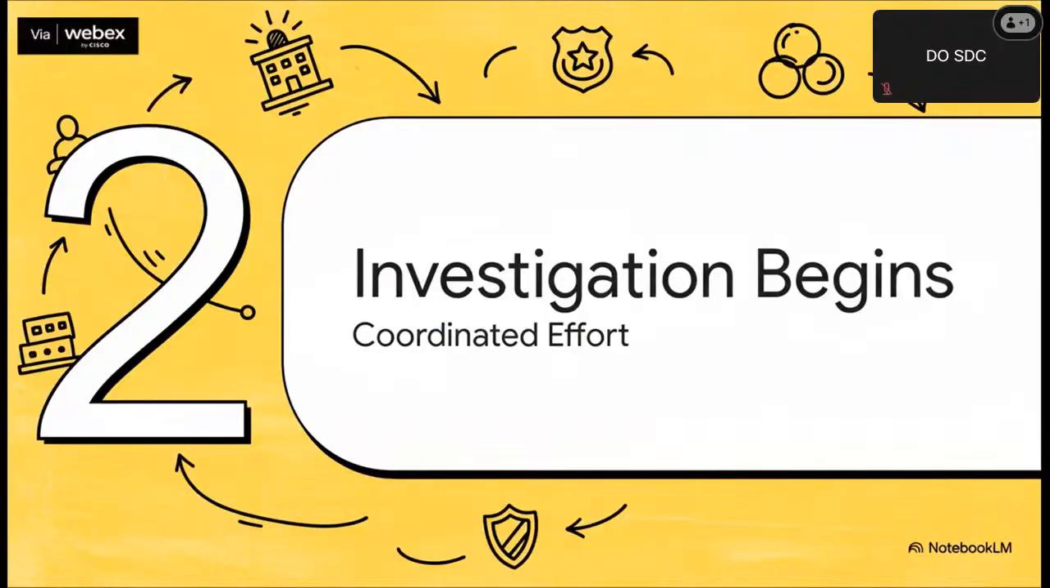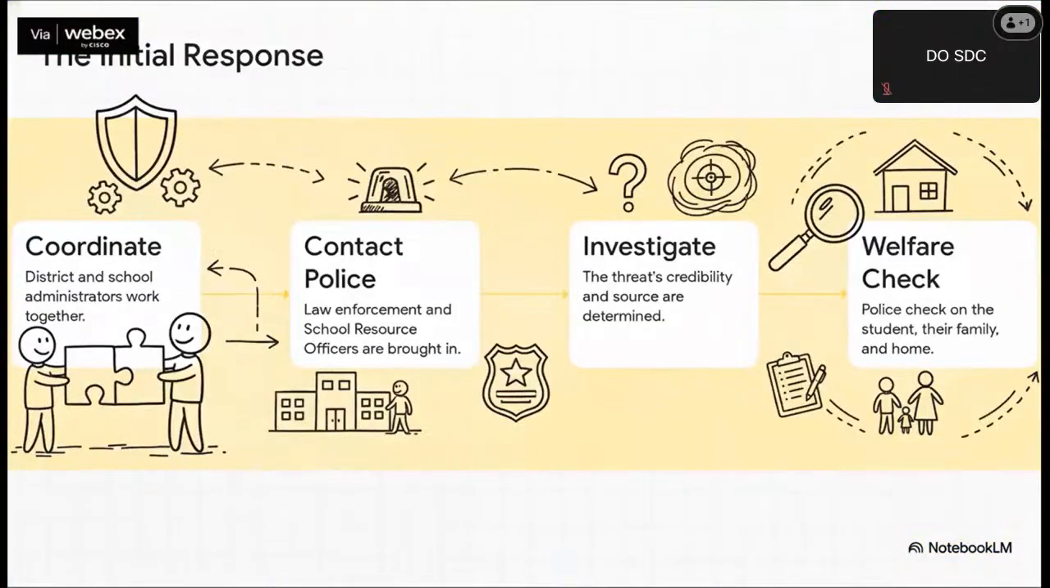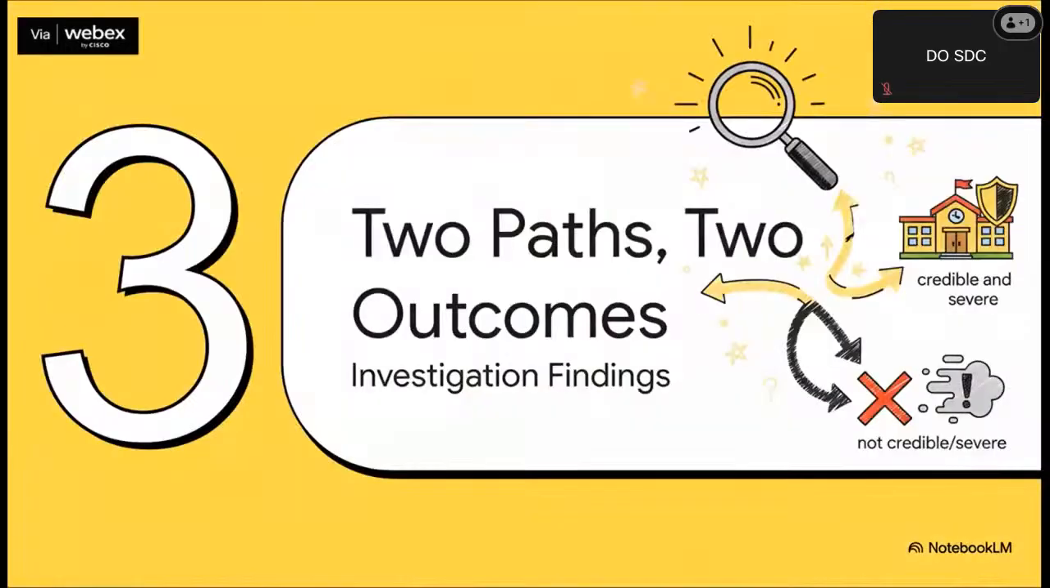All right, let's break this down because this is really the heart of the response. First up, administrators at both the school and the district get on the same page immediately. Then, step 2, they get law enforcement involved, including their on-site school resource officers. Step 3, a formal investigation is launched to find out is this threat credible and who's responsible. And then step 4, and this is a really key part, the police conduct a welfare check on the student involved. They look at their family, their home life, the whole picture. Okay, so once that investigation is done, what they find out determines everything that happens next.